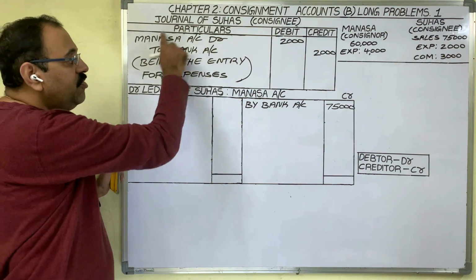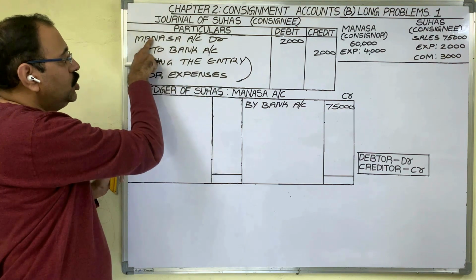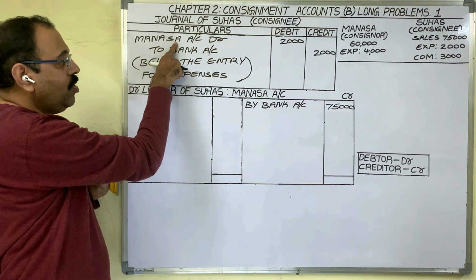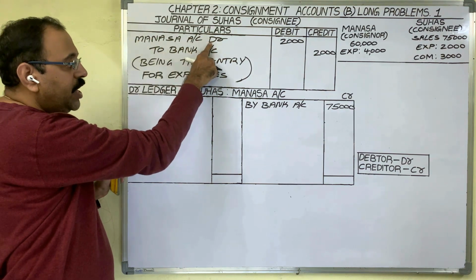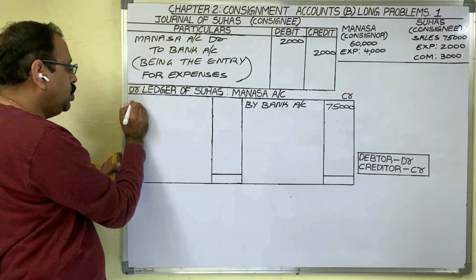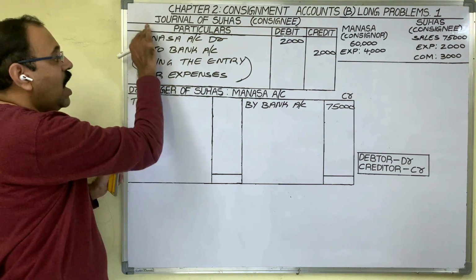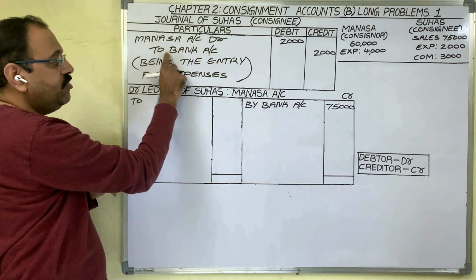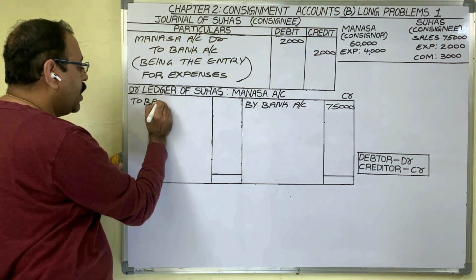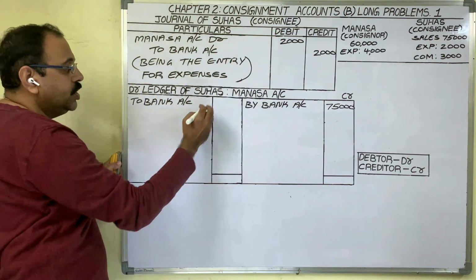Now this entry we should post. Two accounts we have. Out of these two, we are preparing Manasa account now. Manasa account is debited. So in Manasa account, debit side we should post. To, what to write? Other account name. Other side we have bank account. Write down that. To bank account 2,000 rupees.